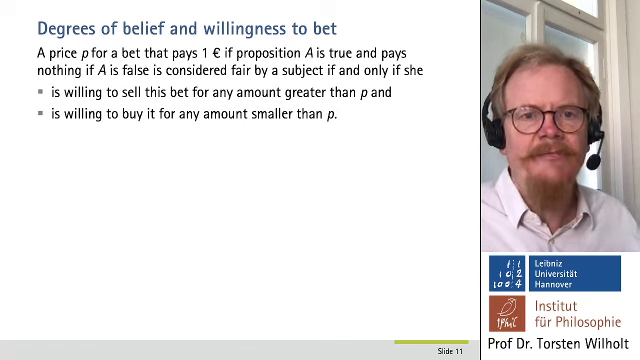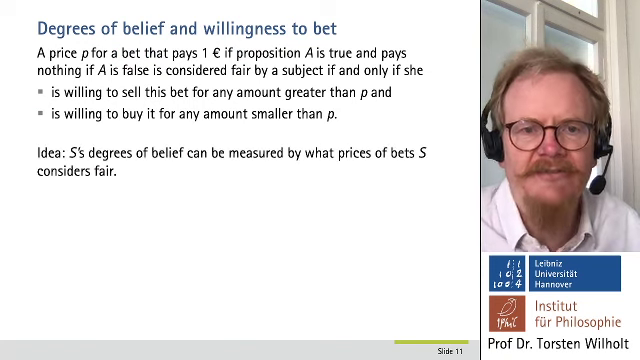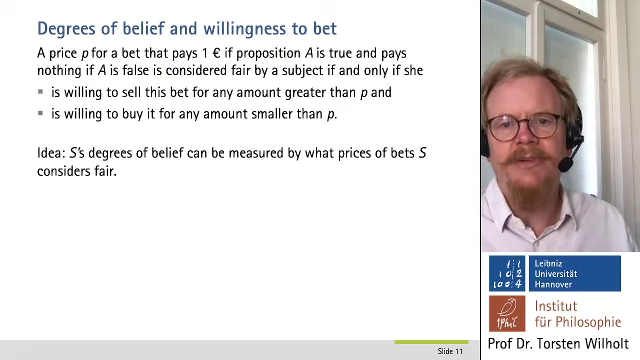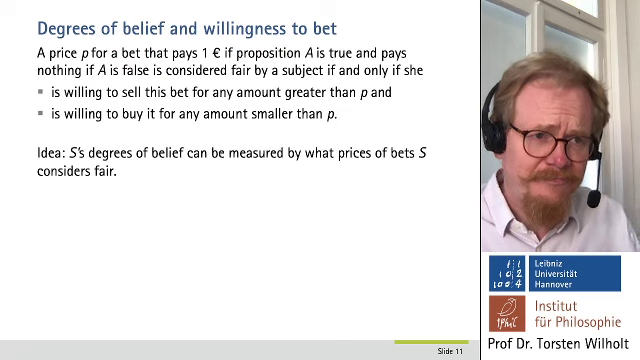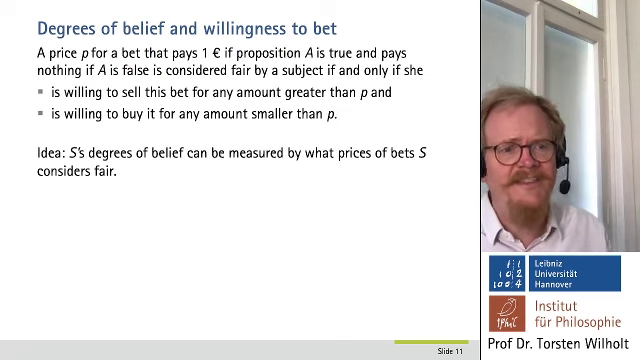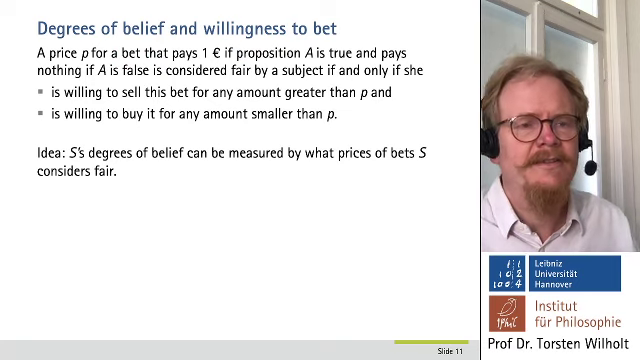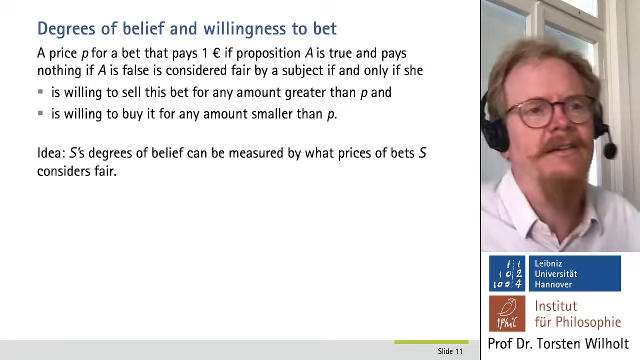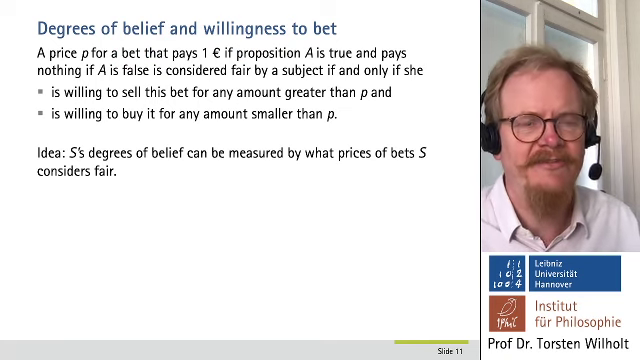So the idea now is that someone's degrees of belief, say some subject S, can be measured by what prices of bets S considers fair. So if S considers 65 cents a fair price, then we'll say that their degree of belief in that particular proposition is 0.65.